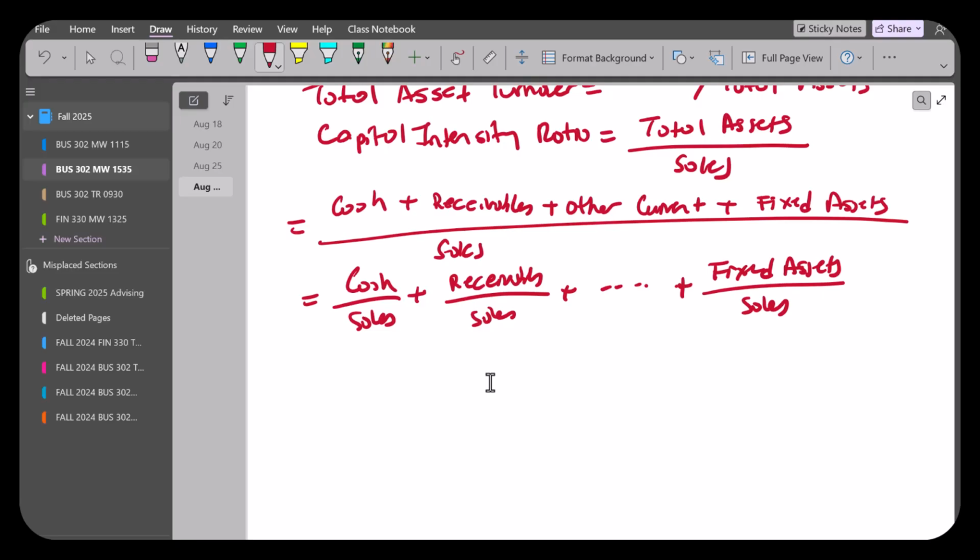Especially when we're doing analysis to figure out the contribution of different forms of assets, this is actually a rather useful decomposition.